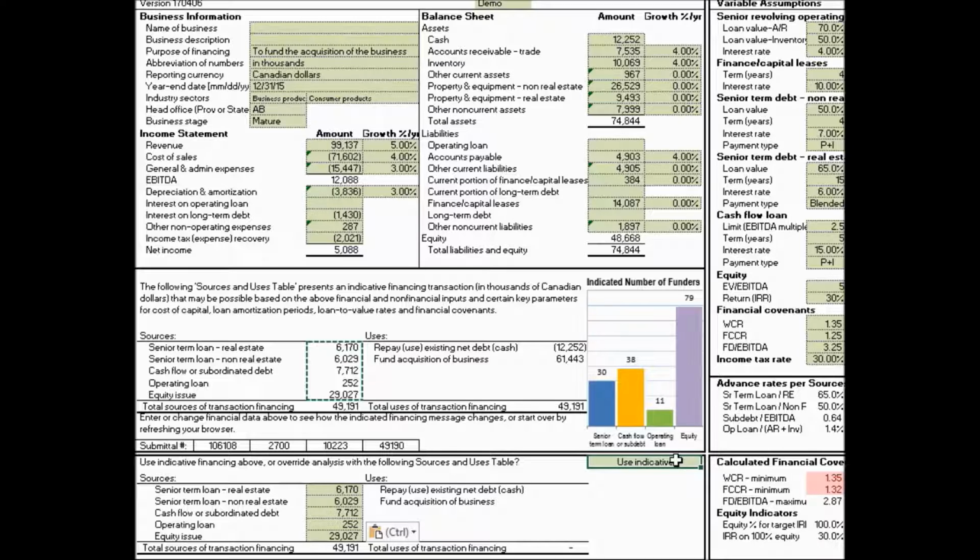We'll switch over to the override, so these numbers will drive the analysis, and then we proceed to change the numbers. One of the easiest things to do is to remove high-cost financing facilities, or those that likely have imposed a problem on the constraints here. So operating loan would be one, and the cash flow would be the other. So let's delete that, and you can see just by deleting those, we've already improved things.